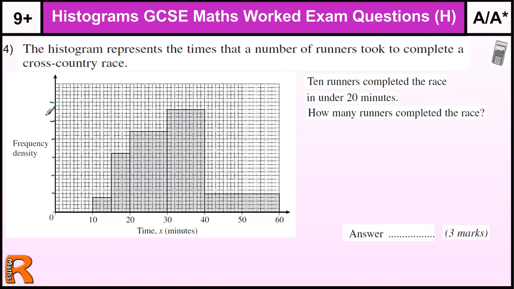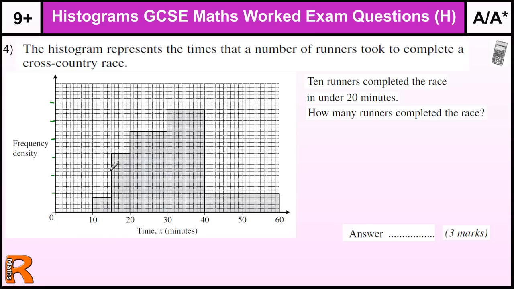So we've got a histogram. We're told this is the frequency. There's no scale on here, so we don't know what these values are. But we're told 10 runners complete the race in under 20 minutes. How many runners complete the race? Now, my preferred method for this, I mean, some people would work out the frequency density from that information, and then do all the areas from that. I prefer just to work out some sort of proportion.